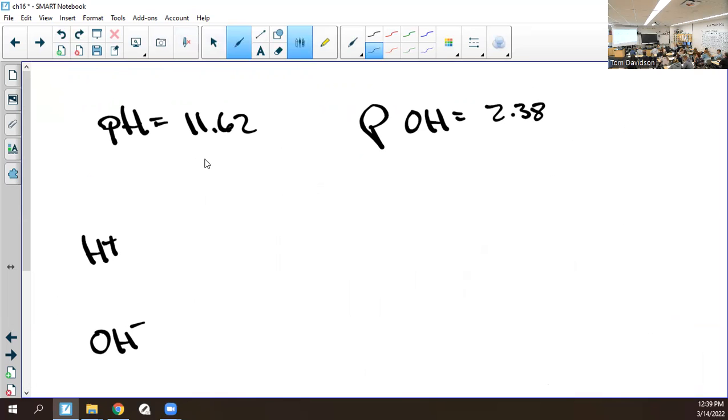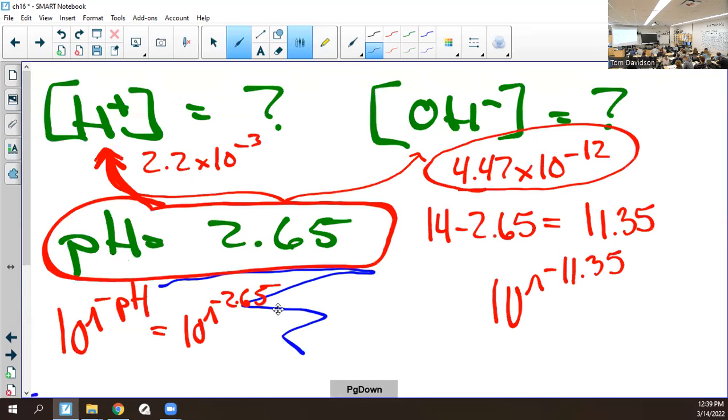So now you just take 10 raised to the negative 11.62, and that tells you that value. Then 10 raised to the negative 2.38, and it gives you that value. They all tie together. That doesn't mean they're easy, but each piece does rely on and can get you to the other one.